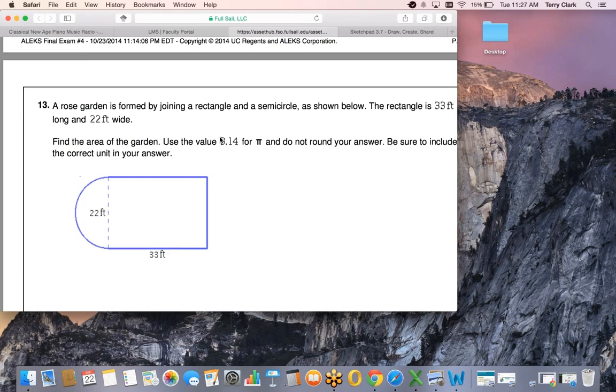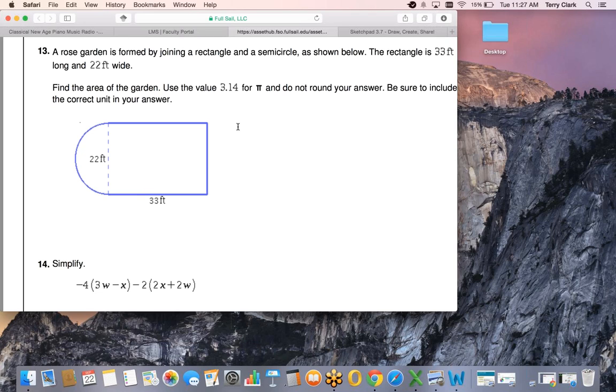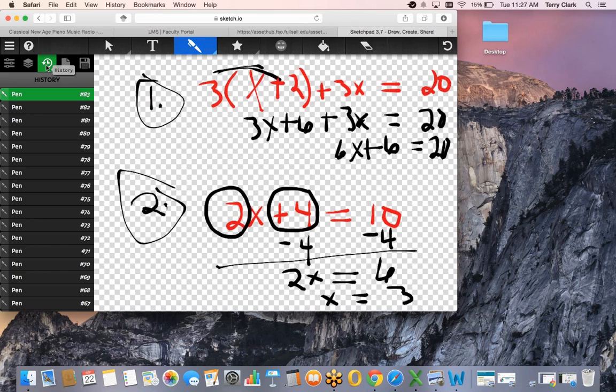Okay. What about number 13? Does anybody need to see number 13? We're good with 13. Okay, Tanetta, 13 is going to be combining two shapes. So we're going to be adding two shapes together on 13.